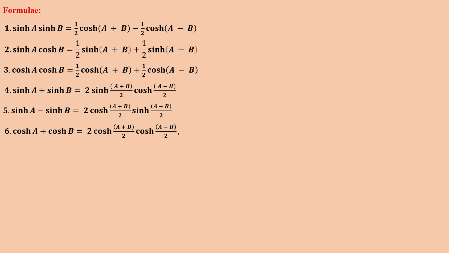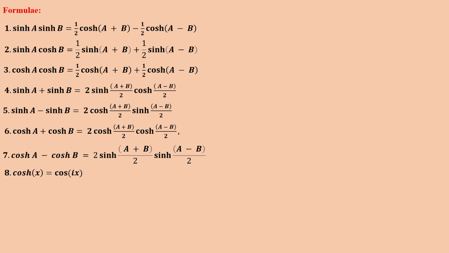Cosh A plus cosh B is equal to 2 cosh((A+B)/2) cosh((A−B)/2). Cosh A minus cosh B is equal to 2 sinh((A+B)/2) sinh((A−B)/2). Cosh x is equal to cos ix.